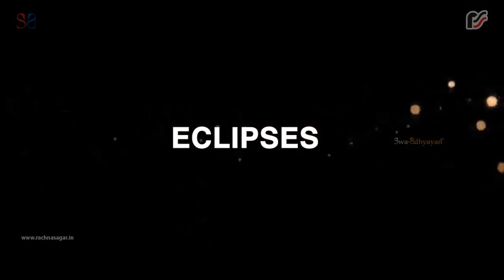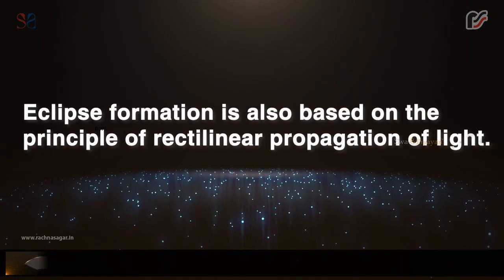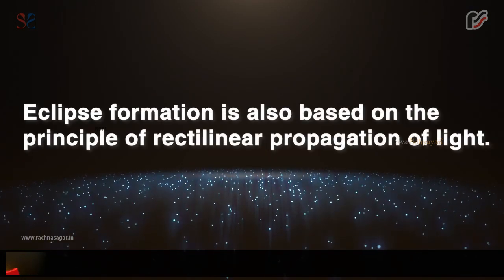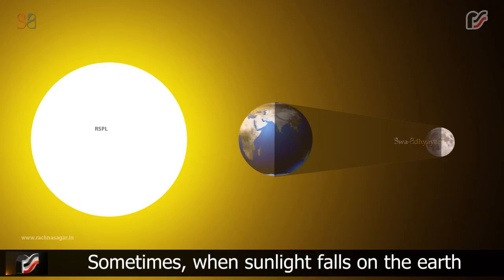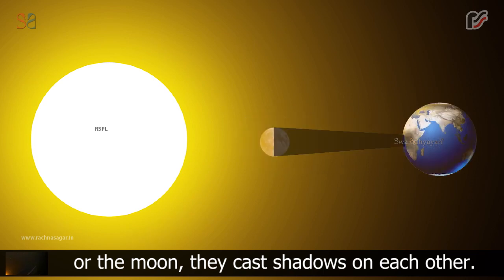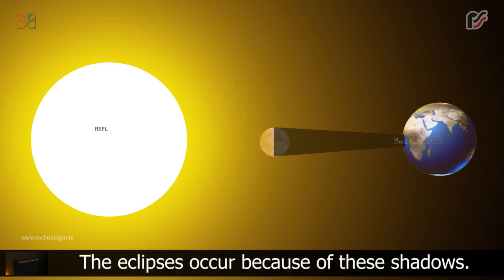Eclipses. Eclipse formation is also based on the principle of rectilinear propagation of light. Sometimes when sunlight falls on the earth or the moon, they cast shadows on each other. The eclipses occur because of these shadows.